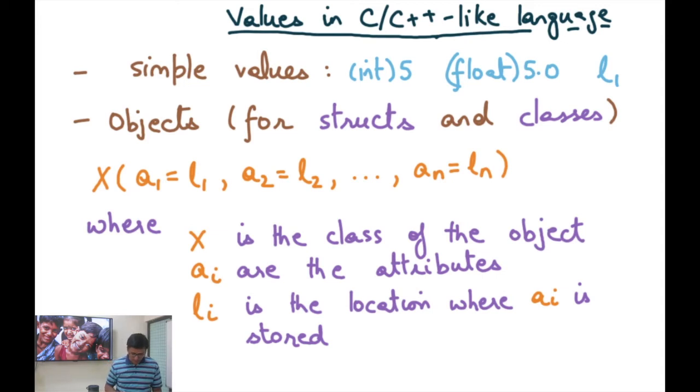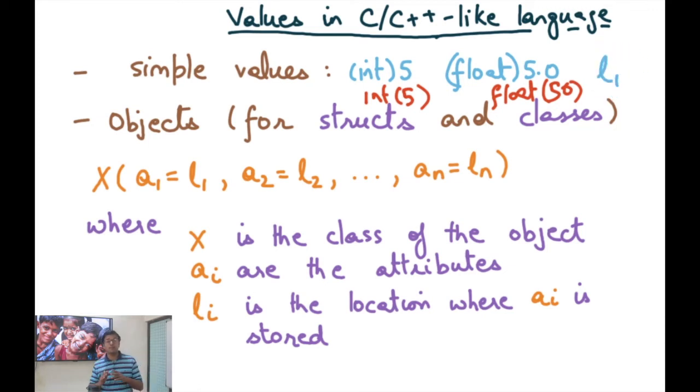So one of the types of language values are just simple values like integer 5, and I'm going to use the notation int 5 to represent an integer 5. Similarly, I'm going to use float 5.0 for a floating point 5.0. Or a value could also be just a location, for example, L1.